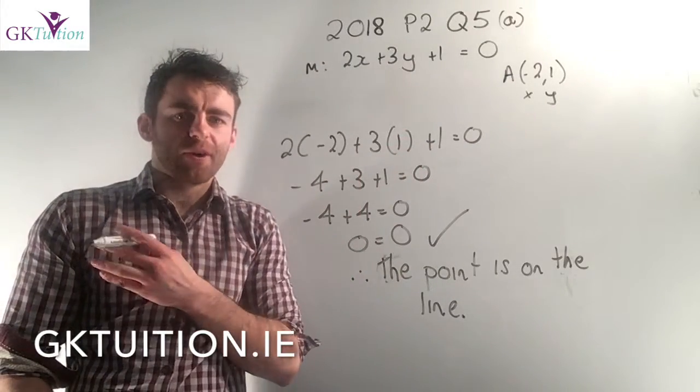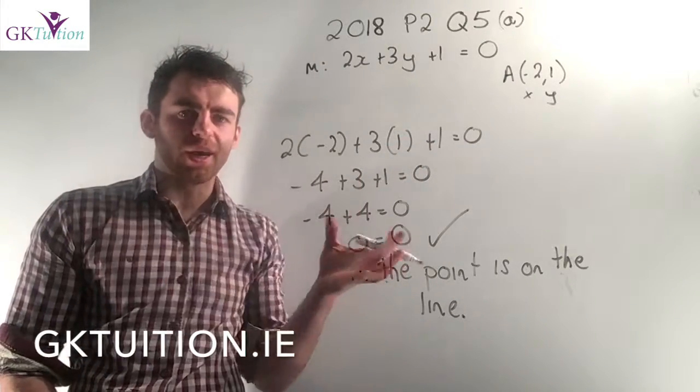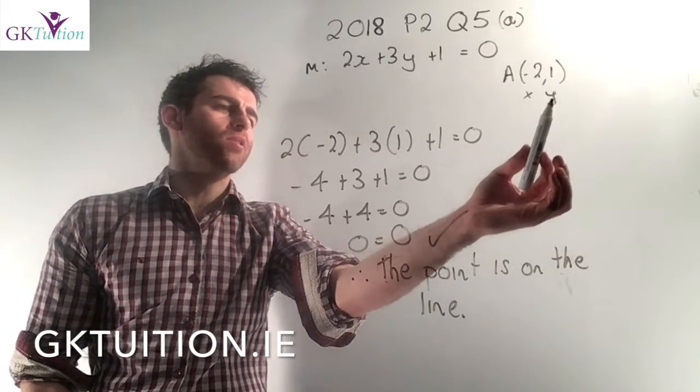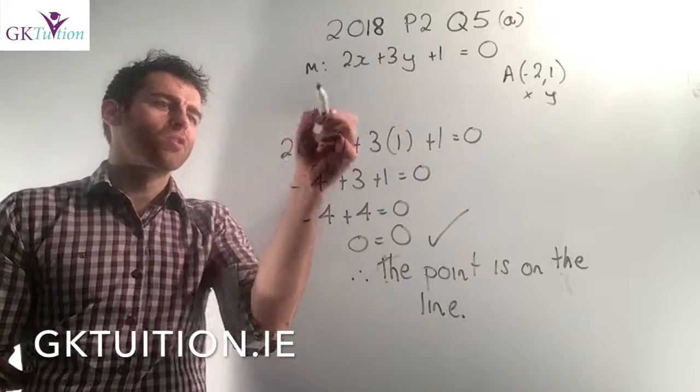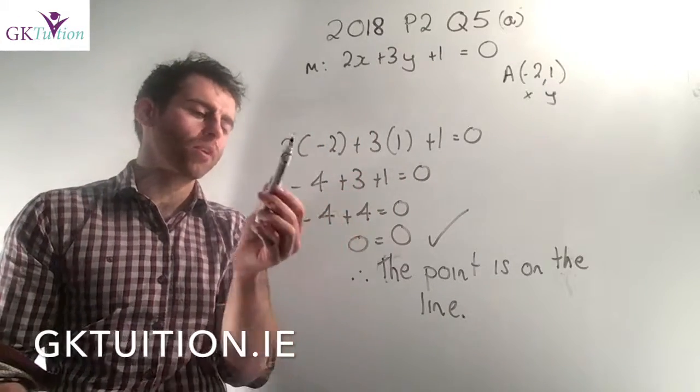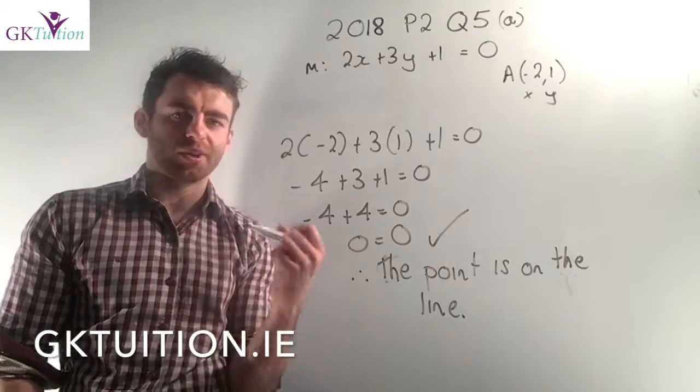In order to verify a point is on a line, you just sub it in and you should end up with 0. Instead of your x, you can sub in minus 2. Instead of your y, you can sub in 1. As you can see, I've just rewritten the line M, except I've subbed in minus 2 and 1, and it works out and you get 0 equals 0.